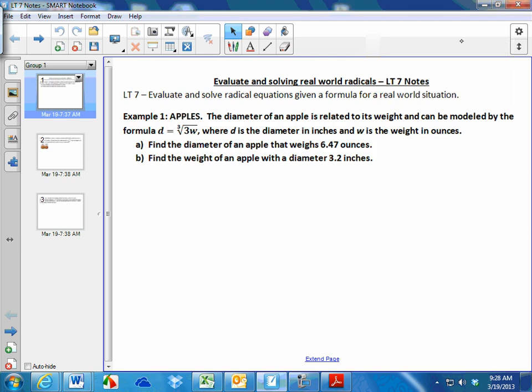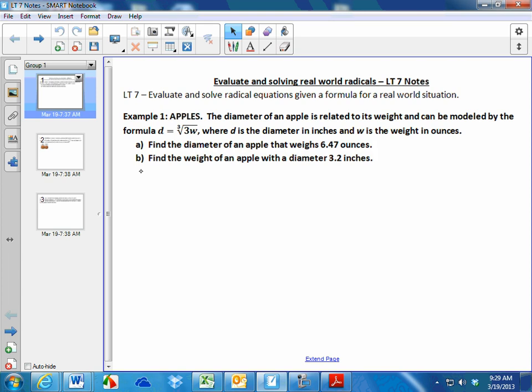Today we're talking about learning target 7, evaluating and solving radical equations given a formula for a real-world situation. Examples: if you have a copy of the notes, it is a little different on the screen than it is on your notes because I changed them this morning to add a couple layers to certain problems. So this first example, part A is what you have on your paper. The question part A, I added part B. All right, so the apples.